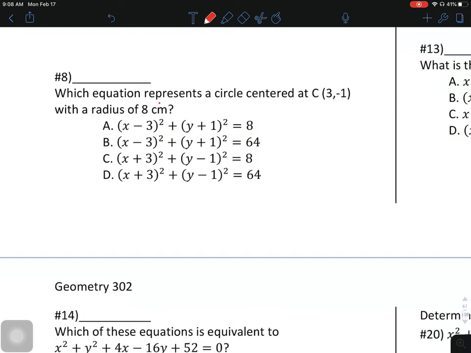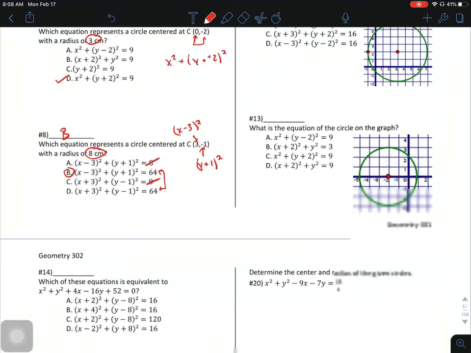Number 8, radius is 8. So it has to equal 64 because that's 8 squared. That eliminates A and B. Since the center has an x value of 3, it's x minus 3 quantity squared, which B shows. And then this will be y minus a negative 1, which is the same as y plus 1. B also shows that. So B is the correct answer.